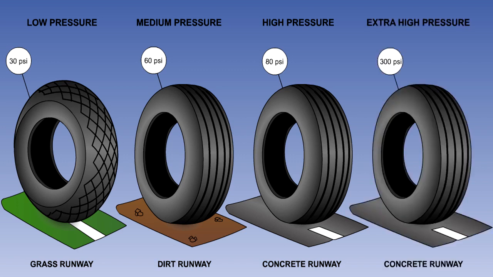Extra high pressure tyres are fitted to most large modern airliners. They operate at pressures of over 90 psi, with some tyres of this type being inflated to 350 psi or 24.2 bar. These tyres are suitable for concrete runways.